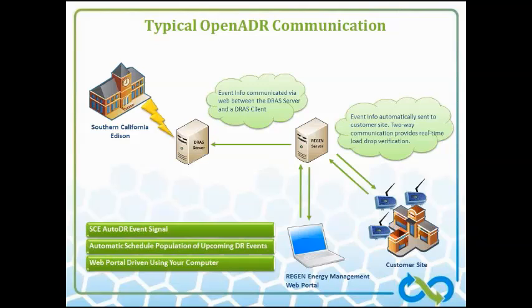In this case, you see that the demand response automation server reaches out to the REGEN server, which then touches the end-use customer loads, and that is what automatically lets the utility put a site, a location, into the demand response schedule to initiate load curtailment.